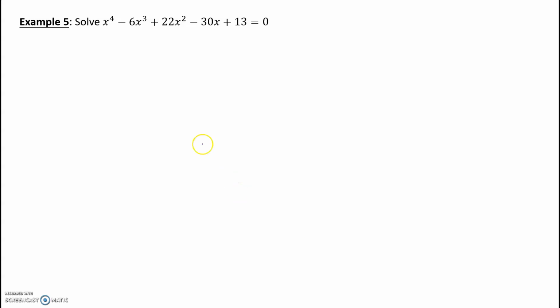All right, next example. We're going to keep going with the same thing here. So we got plus or minus 1, plus or minus 13, and plus or minus 1. We like when it's 1. So again, we only have 4 options. We're going to get one of those to work. Let's try 1.